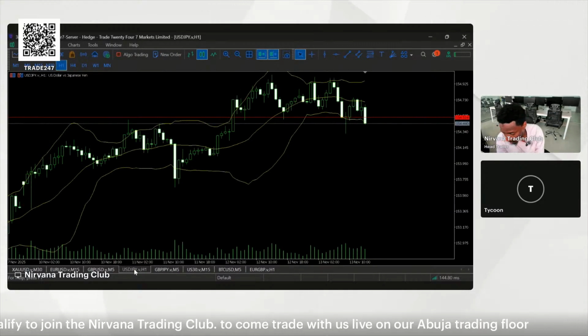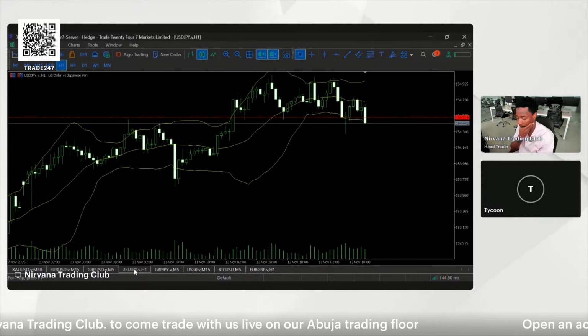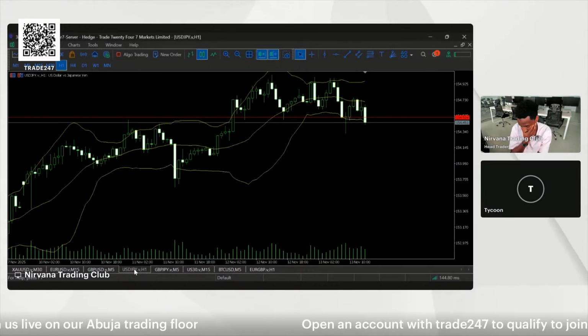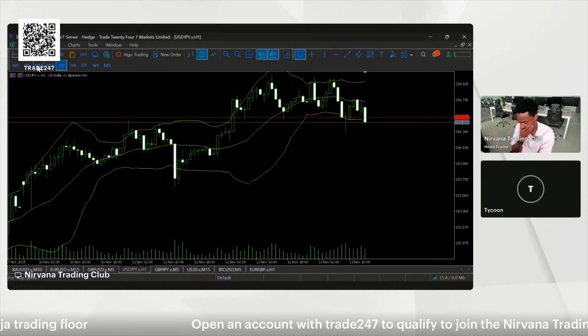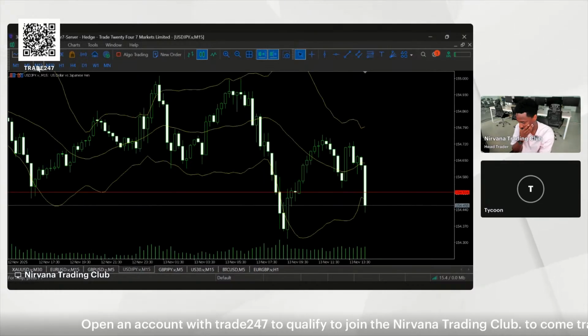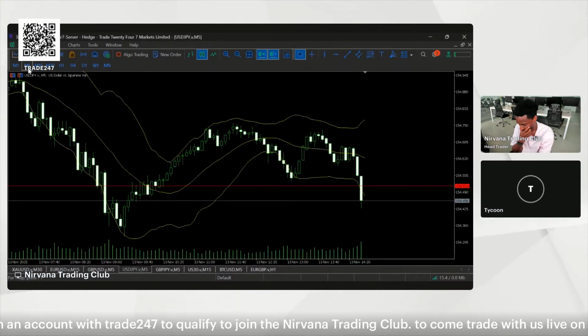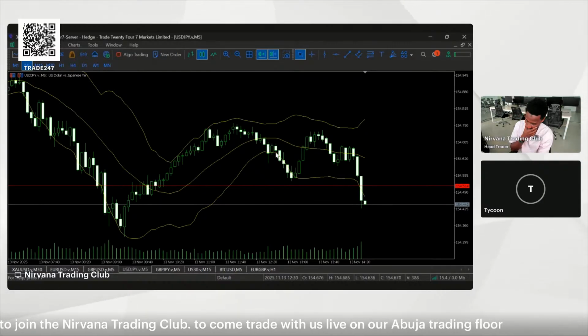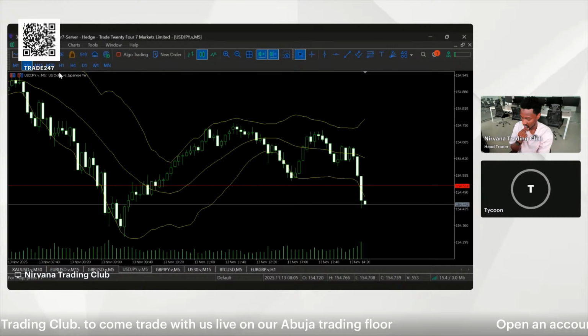This is USD, 1 hour time frame. Let's see how it looks on the lower time frame. Here, bearish move continues.